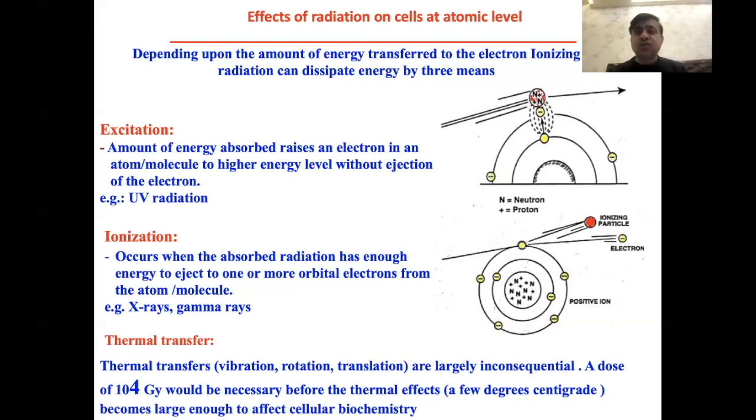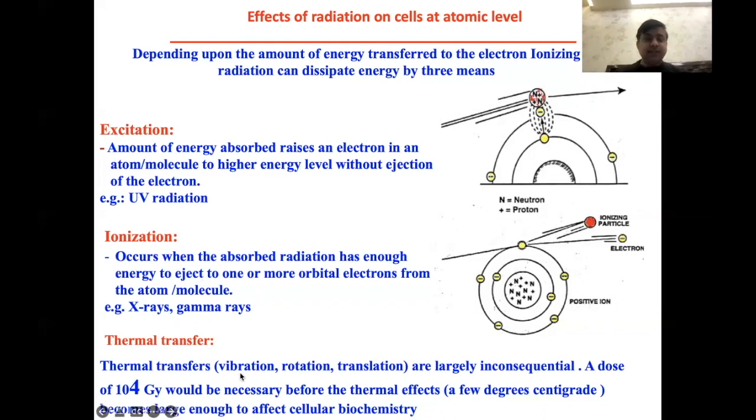Thermal transfer is also one of the means, where a dose of 10,000 gray would be required to produce a significant thermal effect. But this is normally not the case; maybe you can observe it during a nuclear detonation, but in other radiation scenarios, it will not be possible to find an exposure equivalent to 10,000 gray. So to us, thermal transfer is not very relevant.